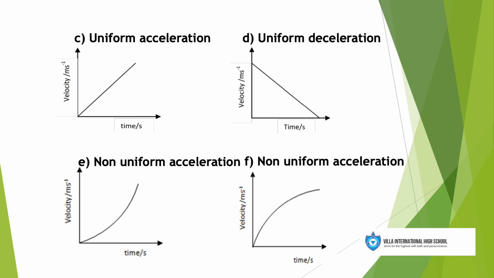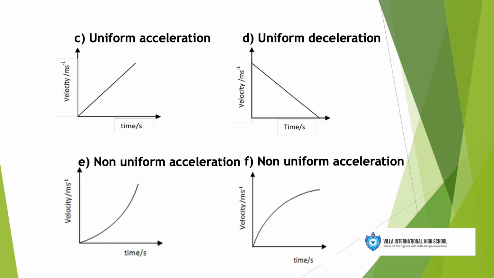And there are G and H, but we are not discussing them here. That is non-uniform deceleration, where deceleration increases, and non-uniform deceleration, where deceleration decreases. There are two cases that we are not going into much. So these two points you have to remember: non-uniform acceleration where acceleration increases, and non-uniform acceleration where acceleration decreases. So these are the different types of graphs we have to remember.